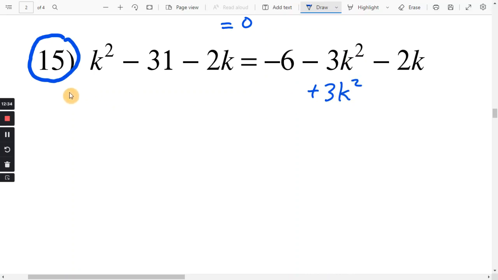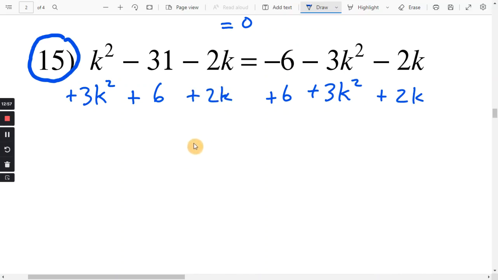All right, do that to both sides. Opposite of negative 6 is positive 6. You do that to both sides. Opposite of negative 2k is positive 2k. You do that to both sides. All right, on the right-hand side, 6 minus 6, 3k squared minus 3k squared, and 2k minus 2k. So we got the 0.